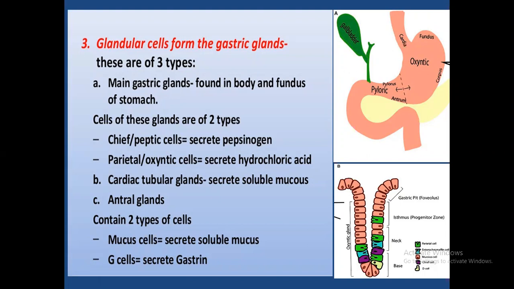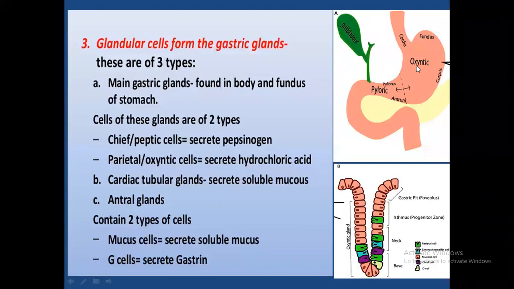So these glandular cells are mainly three types. You may see here, first one, main gastric glands found in the body and fundus of the stomach. You may see here, this is the stomach. This stomach consists of three parts.